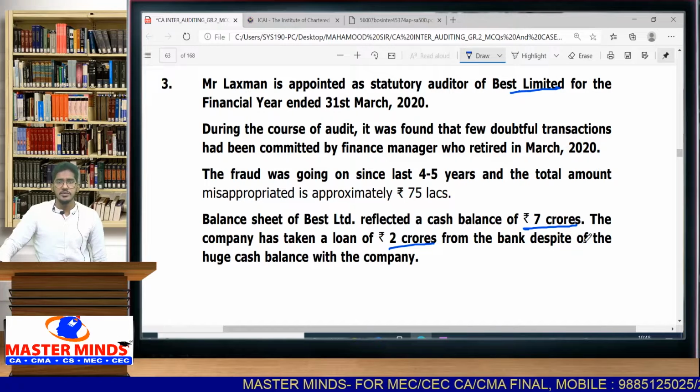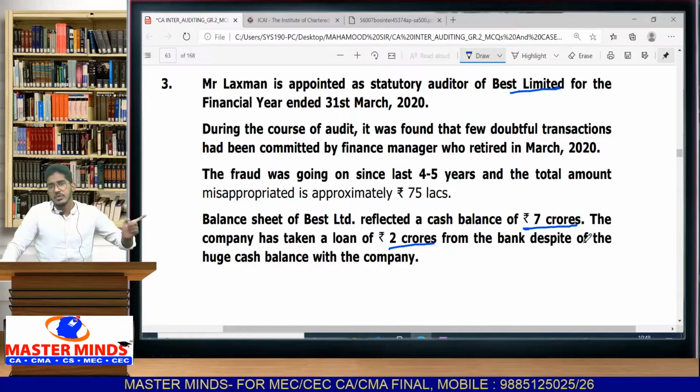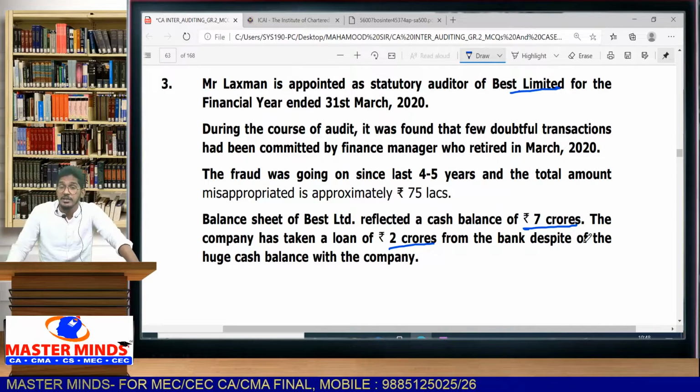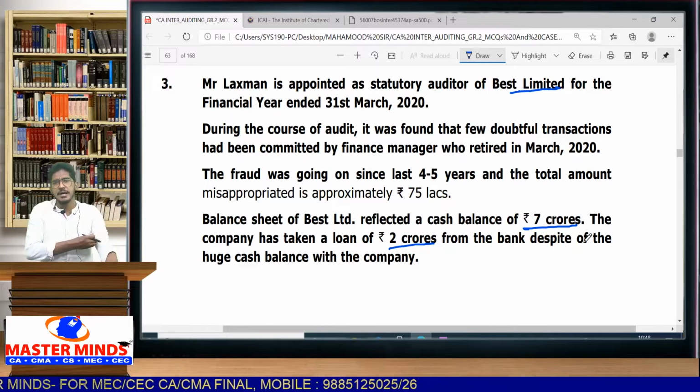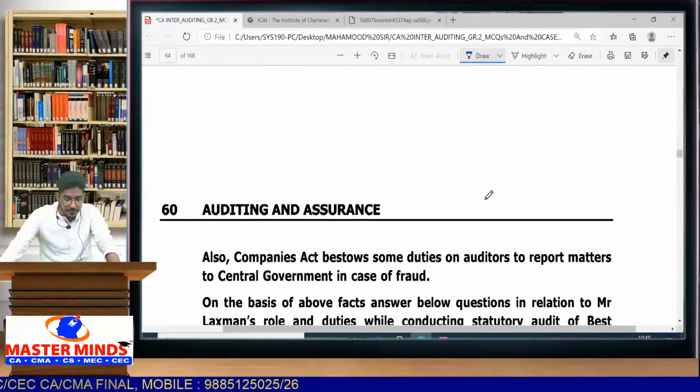So there are cash reserves of 7 crores. If there is a requirement of funds, they can use this 7 crores. Why are they going to the bank for a loan of 2 crores? There could be something wrong. Might be this 7 crores cash balance may not be a real balance. They are inflating it.